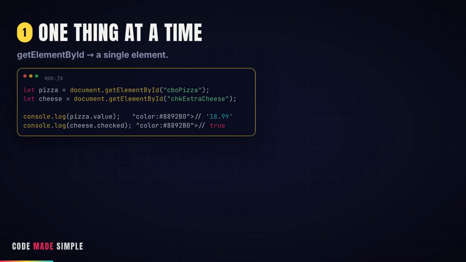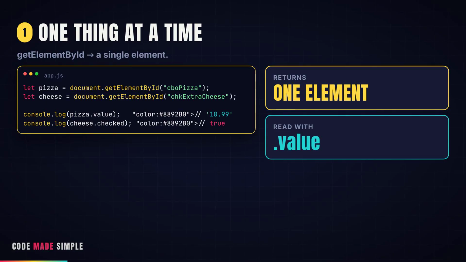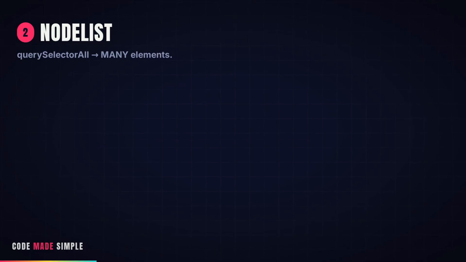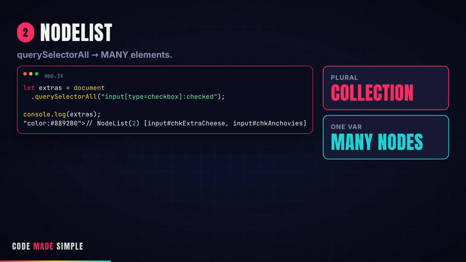Quick refresher. getElementById gives you one element, one dropdown, one checkbox, one button. You grab it, you read .value, done. Easy, because it's singular. But when you say querySelectorAll, all plural, JavaScript hands you back a NodeList, a collection. Every checkbox that matches, every checked box, every paragraph on the page, one variable, many things.